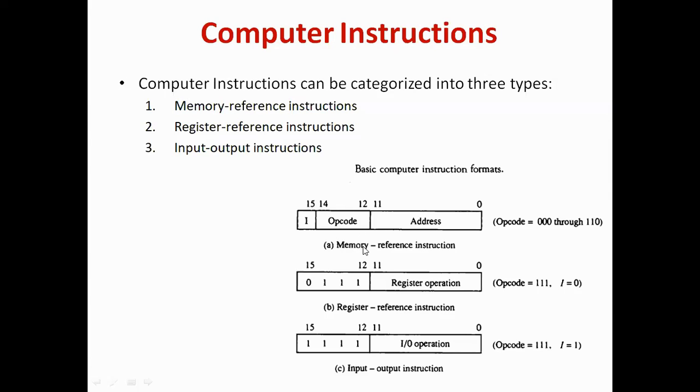And here these bits obviously do not represent the operation, they just represent which category they fall in. The operation will be here. These 12 bits will decide what is to be done on that particular register, and which input output operation is to be performed will be here. The operation will be here in these categories, but in the memory reference category the operation is here. So these are the three formats of these three instructions of a computer.